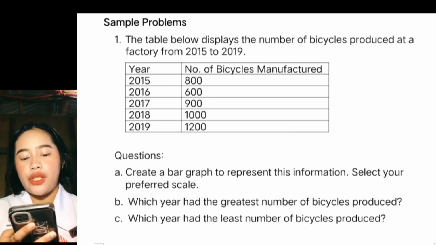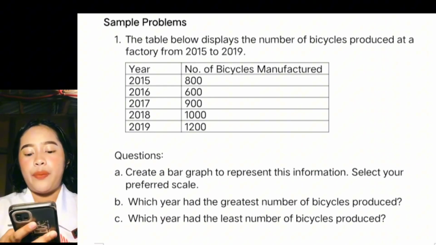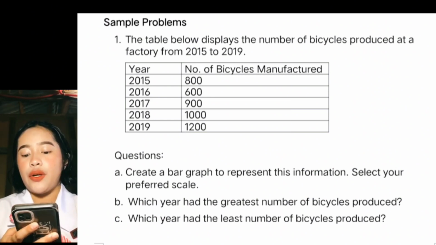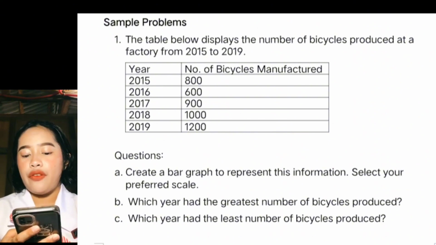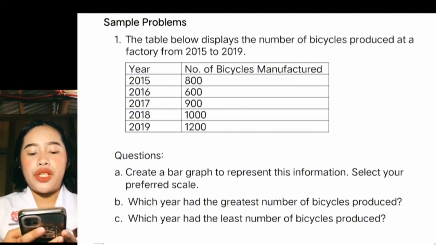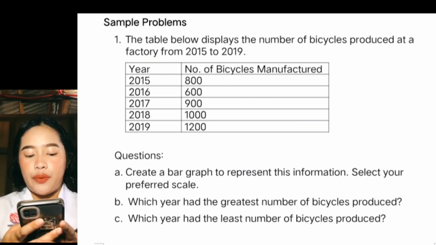So here's the question. Create a bar graph to represent this information and select your preferred scale. The next question is, which year had the greatest number of bicycles produced? And the third question is, which year had the least number of bicycles produced?